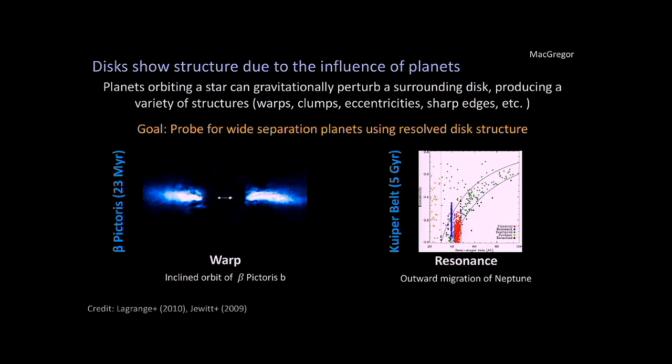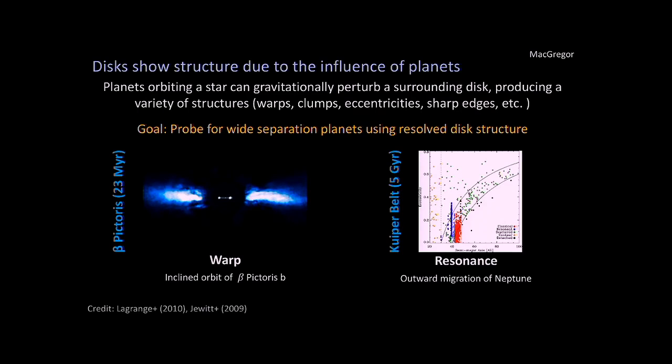And to motivate that that's not an insane thing to say, here's two examples where this kind of works. This is Beta Pictoris, which is a well-known debris disk that has a directly imaged planet in it. And the Beta Pictoris disk actually has a warp in the inner part of the disk where the disk is kinked. And that kink comes from the orbit of this planet.